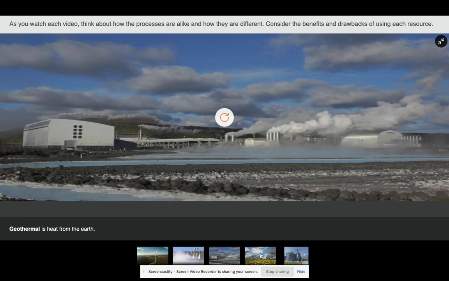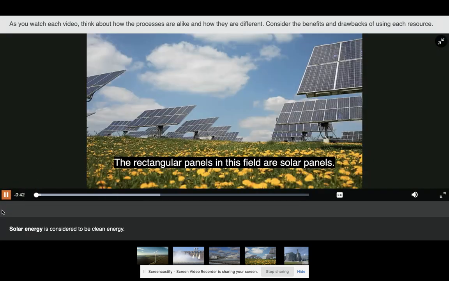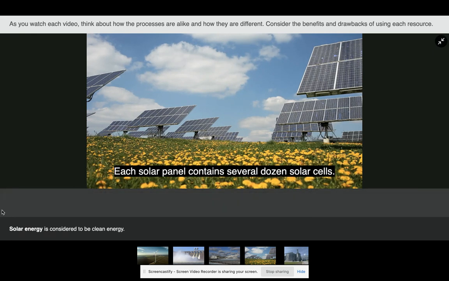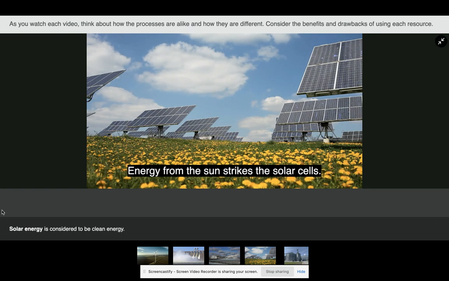All right, let's look at our next one. Solar energy is considered to be clean energy. The rectangular panels in this field are solar panels. Each solar panel contains several dozen solar cells. Solar cells are devices that transfer the sun's energy into electricity through a chemical reaction. Energy from the sun strikes the solar cells. The materials in the solar cells then release electric current.